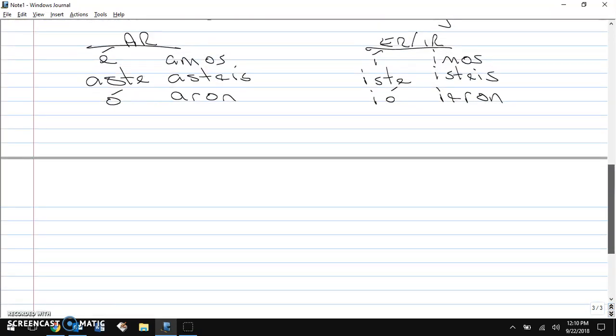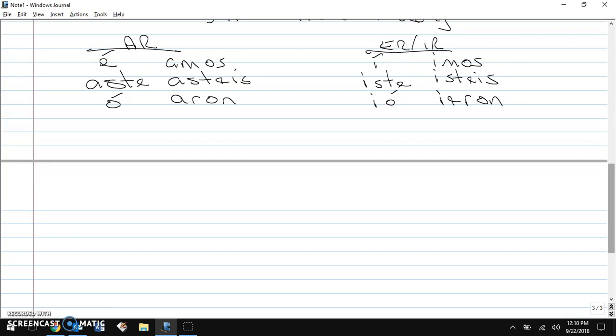Now, I do want you to notice something about the endings. With the AR endings, this ó here is the same as the present tense yo form, so the accent becomes extremely important. The amos is the same as the nosotros in the present tense. So that's where words like ayer or the context becomes very important. When you get to ER-IR, the thing that might mess you up a little is even ER verbs use imos. I'll show you an example of that here in a moment.